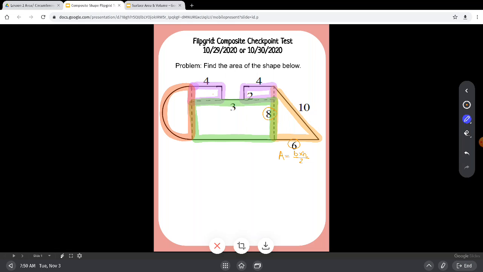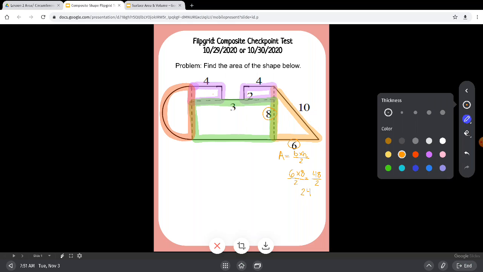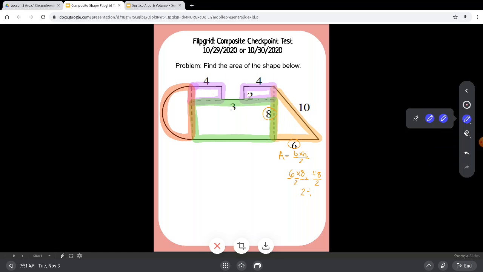Now I'm going to plug those numbers into my formula. My base being 6 and my height is 8. So I'll do 6 times 8 and divide it by 2. 6 times 8 is 48. Dividing that by 2, because it's a triangle, would give me 24. I'm going to highlight that answer in pink so that I know I need to come back to it later and I'm going to use it later.